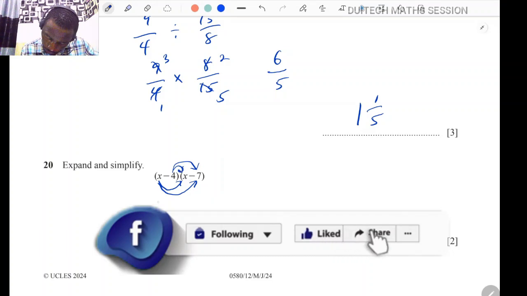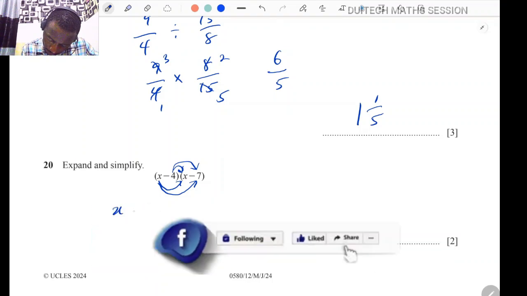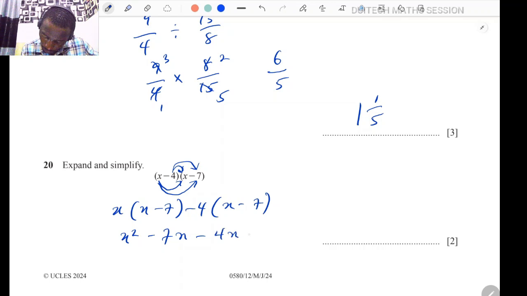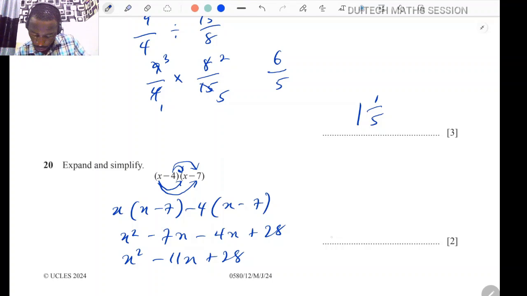So x times x, or we can break it down like saying x in brackets x minus 7, then minus 4 in brackets x minus 7. When you open your brackets, you have x squared minus 7x minus 4x plus 4 times 7, that's 28. So we have x squared minus 11x plus 28. That should be our answer. Are you following? So our answer must be x squared minus 11x plus 28.